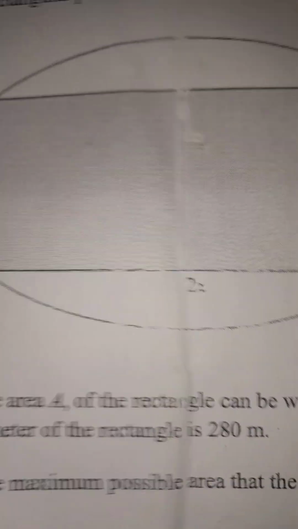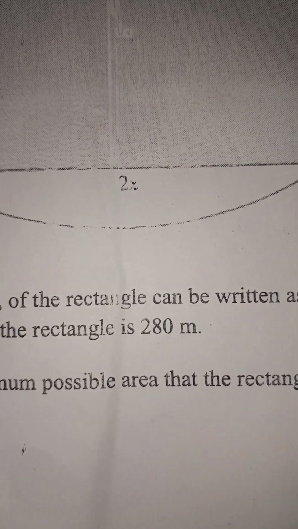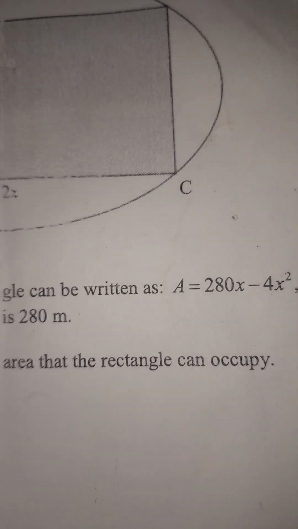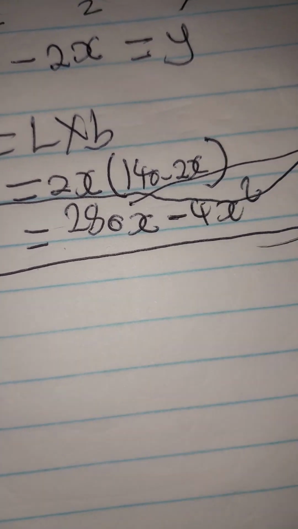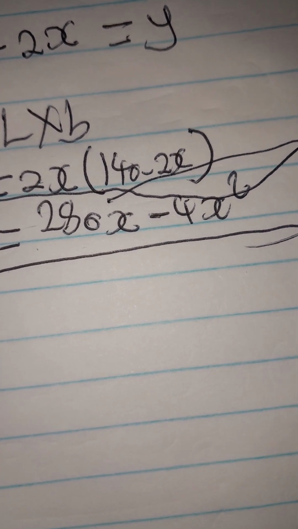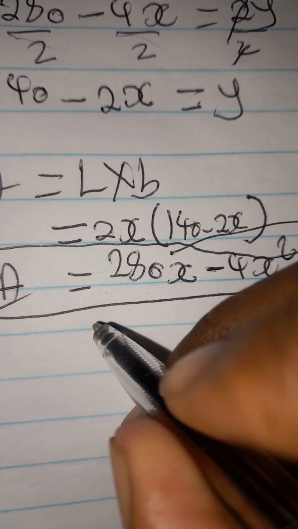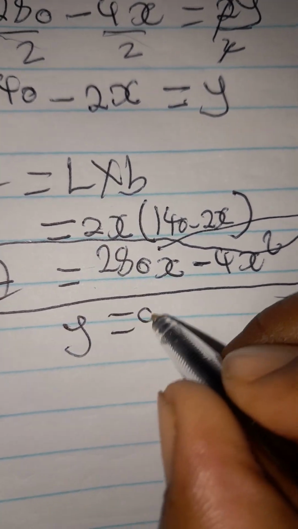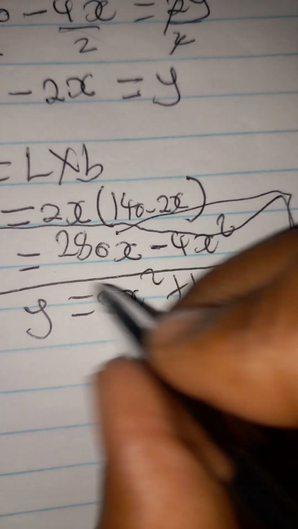We are not done. They said determine the maximum possible area that the rectangle can occupy. When they say the maximum area, you must think of this. This is a function, guys, but what type of function is this? It's a parabola, but it's a sad one because a here, remember that it is in this form, ax squared plus bx, right? There's no c here in this case.